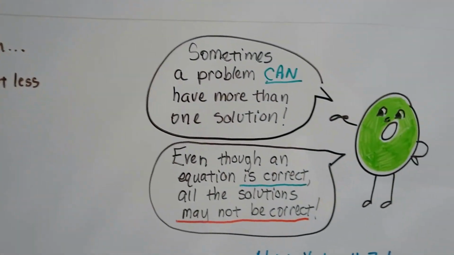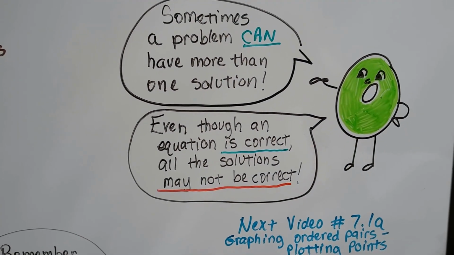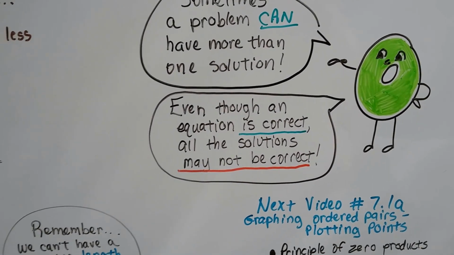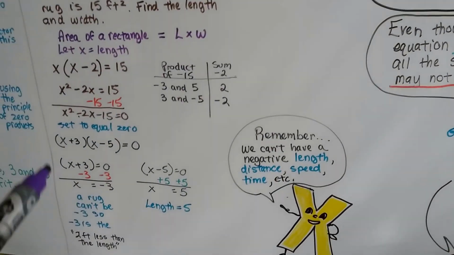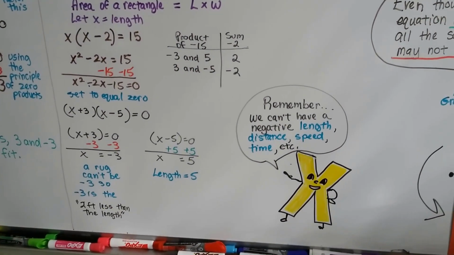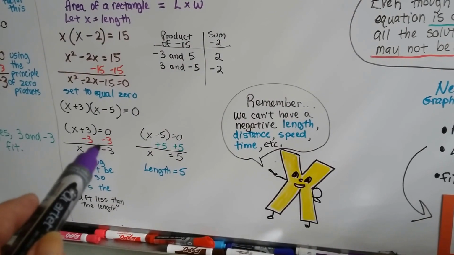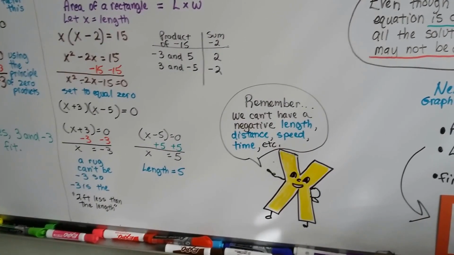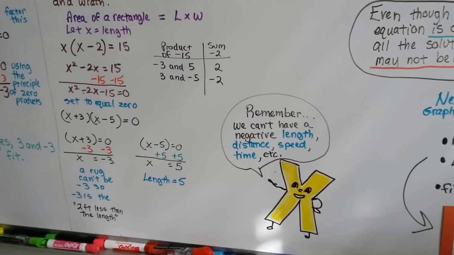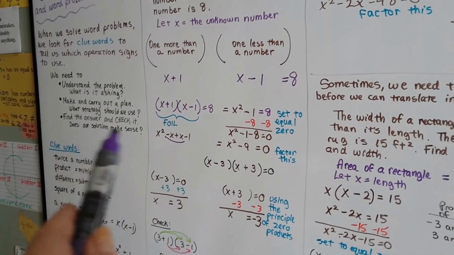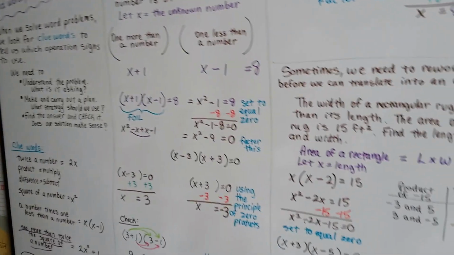Sometimes a problem can have more than one solution. And even though an equation is correct, all the solutions may not be correct. They may not be the exact answer. They may help us find the answer. So remember not to take it absolutely and assume that that's the answer. You've got to think, and after you check it, figure out if the solution makes sense, okay?